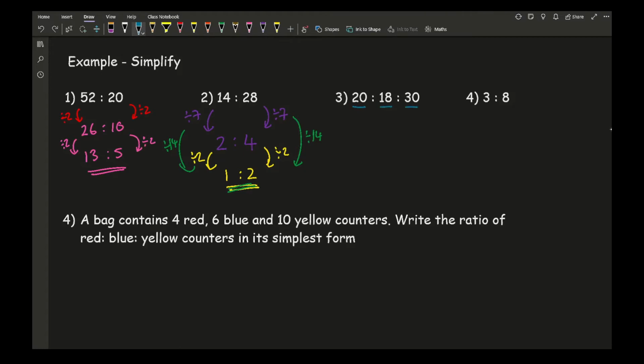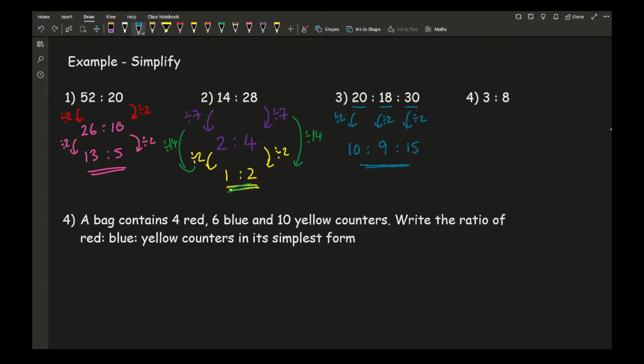So here, as they're both even, I'll divide all numbers by 2. And again, whatever you do to one number, you have to do to the others. So that's going to be 10 to 9 to 15. Then I ask myself, is there a number that goes into all three of these numbers? 5 would go into 10 and 15, but it won't go into 9. 3 would go into 9 and 15, but it won't go into 10. So that there is my final answer.